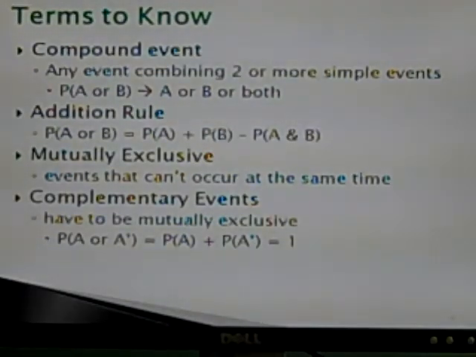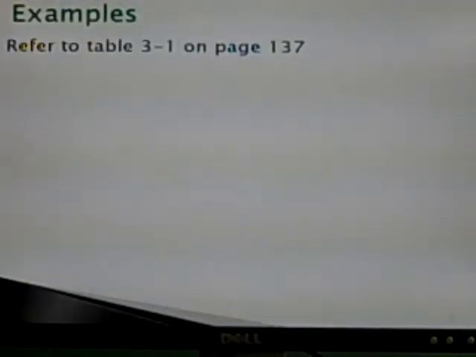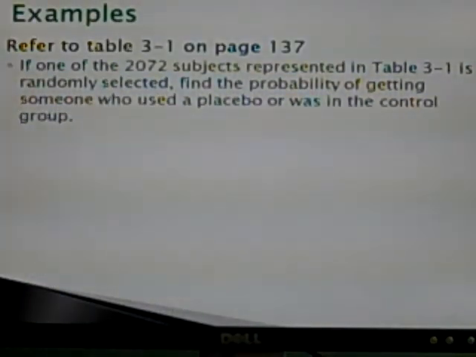Now let's move on to some examples. You're going to need to refer to Table 3.1 on page 137 for the following examples. First example, if one of the 2,072 subjects that are represented in Table 3.1 is randomly selected, we want to find the probability of getting someone who used a placebo or was in the control group.